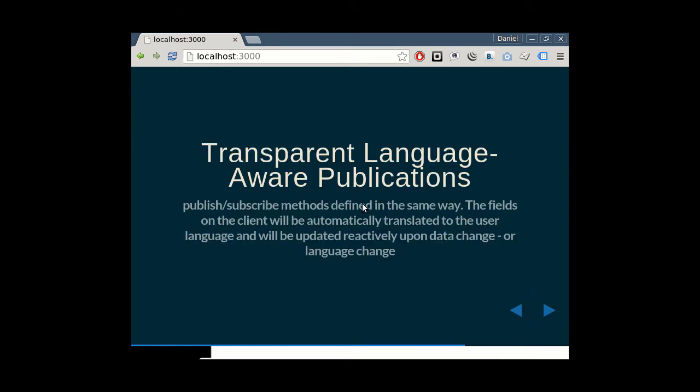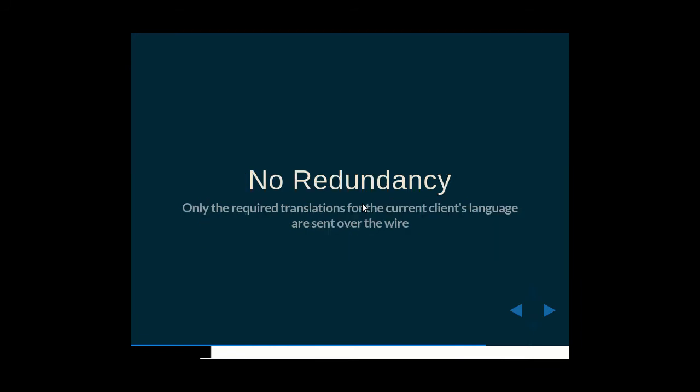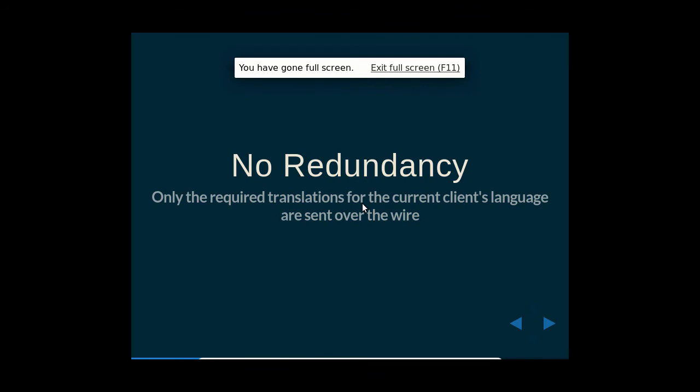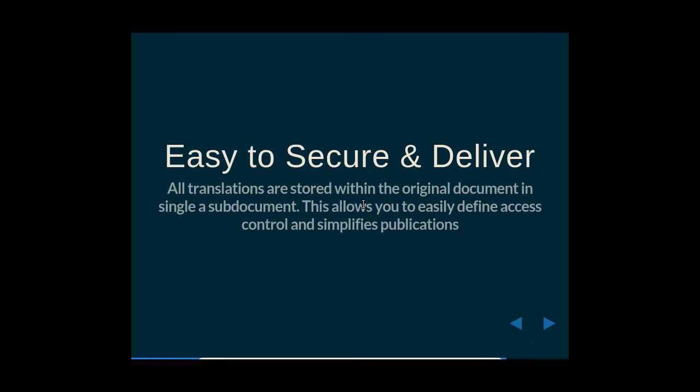Quick feature highlight: transparent, language-aware publication. As I said, you don't need to tell the publication or the subscription which language is the current client's language. It's transparent to you. That's what the package takes care of. Also, no redundancy at all. On the wire, languages that you don't use at the moment won't be sent together with the document, even though it's a sub-document. And it's also easy to secure and deliver. As you saw, the i18n sub-document is part of the document. It's not a different document, so the same allow/deny rules that you apply still work, and you don't need to worry too much about security, because it's very clear where the data resides, because it might be sensitive, certain strings that you have translated.